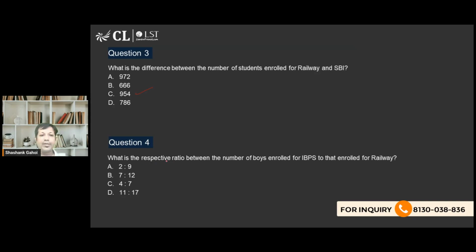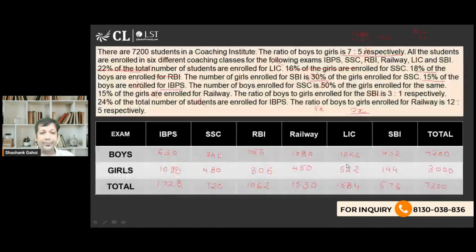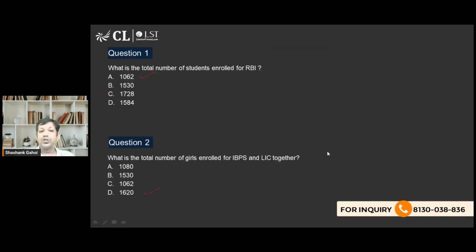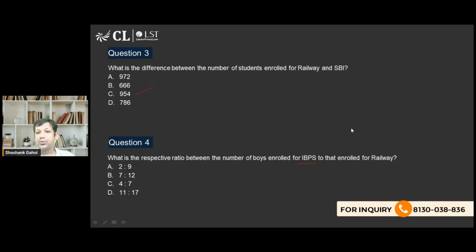What is the respective ratio between the number of boys enrolled for IBPS and railway? This time we are not talking about IBPS and railway totals. We are talking about IBPS boys and railway boys. So this ratio comes out to be 630 is to 1080, so 630 upon 1080. Now if you see, 63 is a multiple of 7, and in the numerator there is only one option that is a multiple of 7. So that gives me our answer, that is option B.